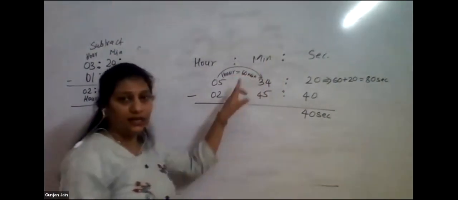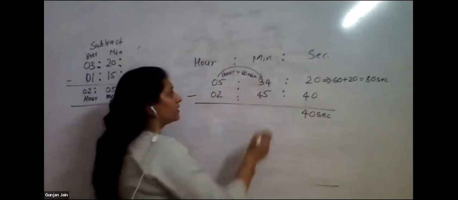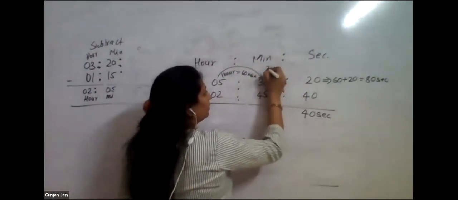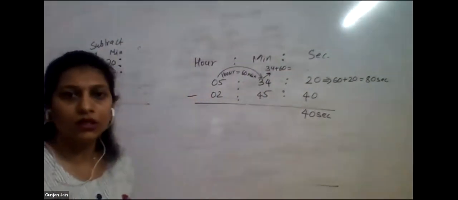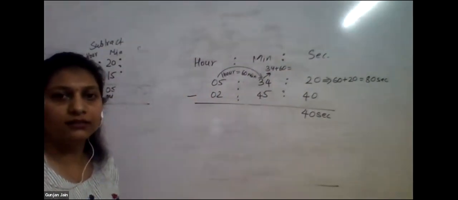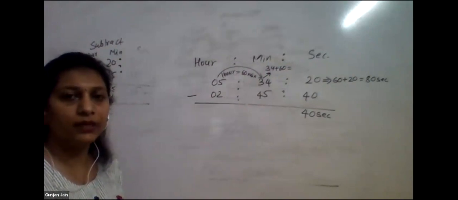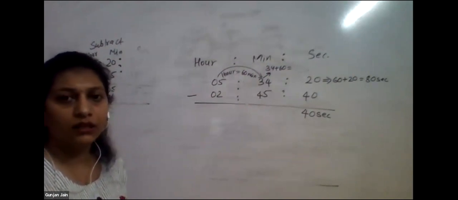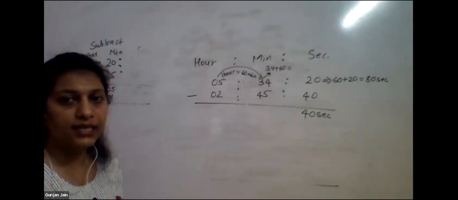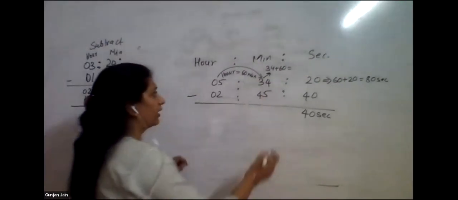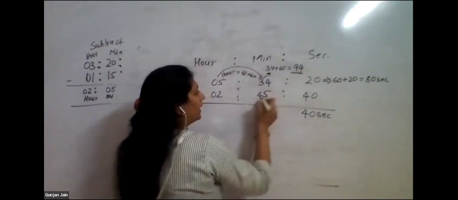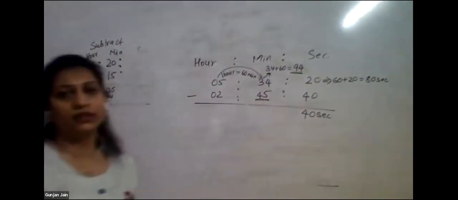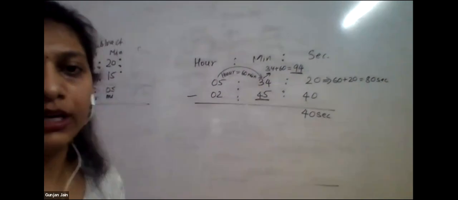So 60 minutes are there. Now 34 plus 60. This has become the new value. 34 plus 60 is how much? 94. Correct. So now 94 is the new value. 94 minus 45 is, 94 minus 45.